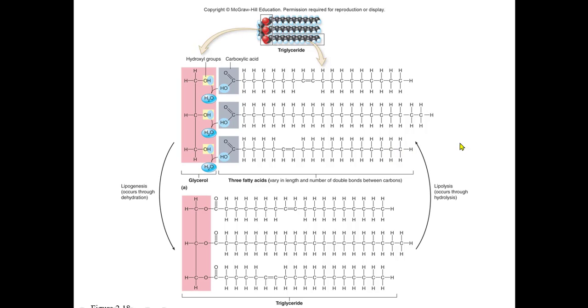Now, what is the big deal about saturated and unsaturated, other than that double bonds make it more of a liquid and the single bonds make it more of a solid? It has to do with rigidity and flexibility. If it has a double bond, it's more flexible. If it has only single bonds, making it a solid, then it's less flexible. And that's what that's about.